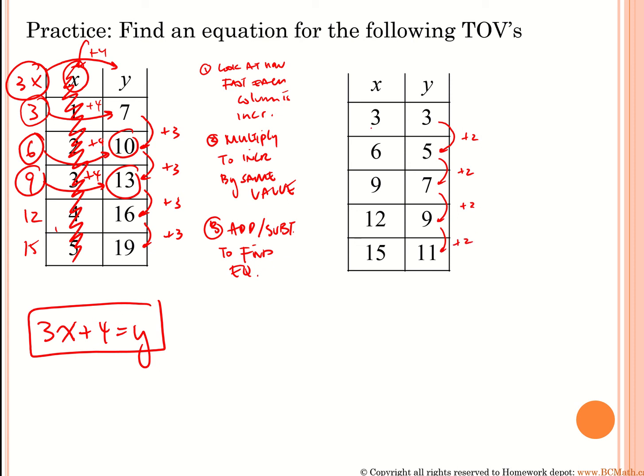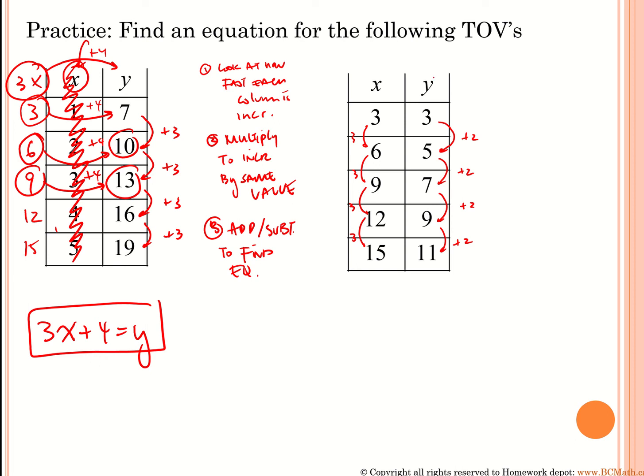And if you look at the x, they're all increasing by 3. Unlike the previous ones, this is also increasing faster. So what you want to do now is, the y column is increasing by 2, and the x column is increasing by 3.